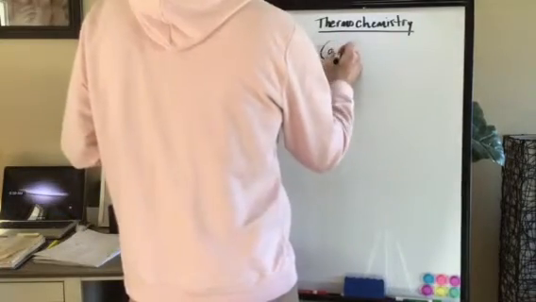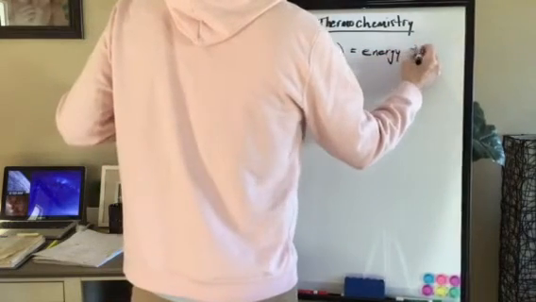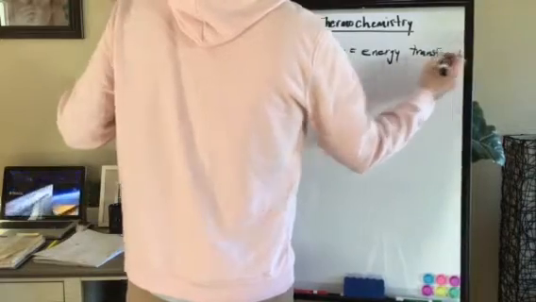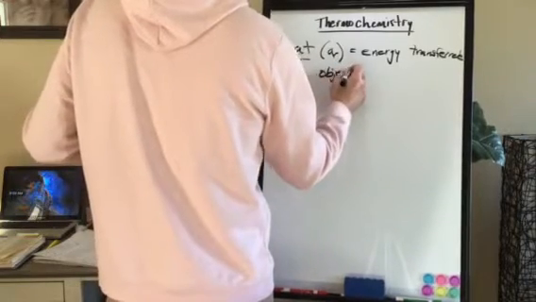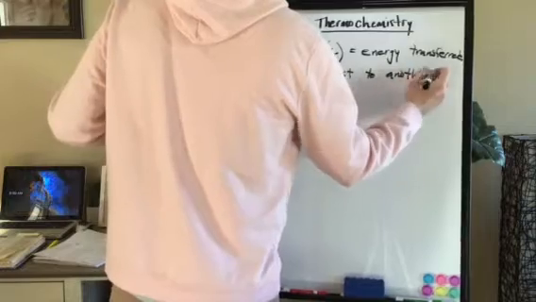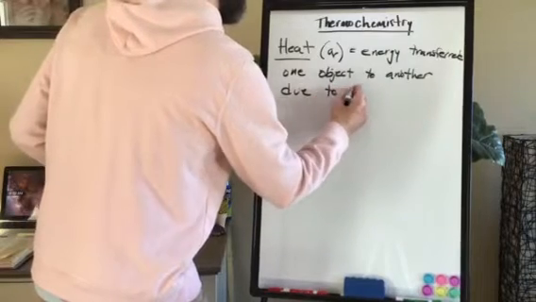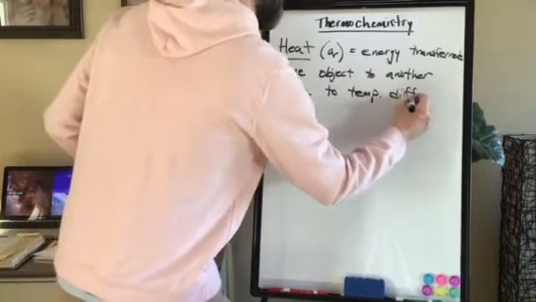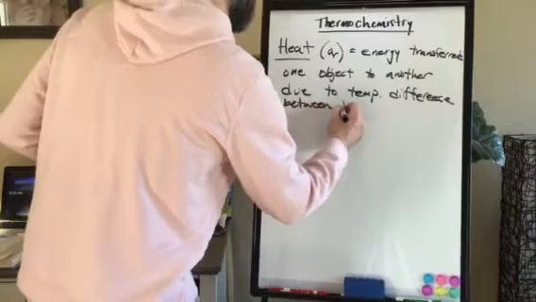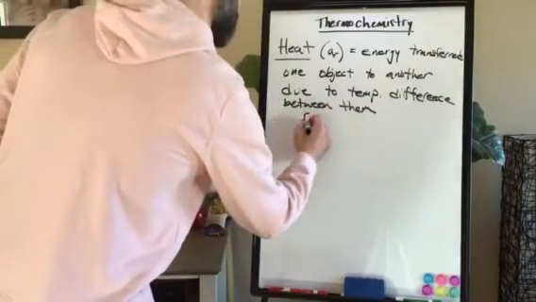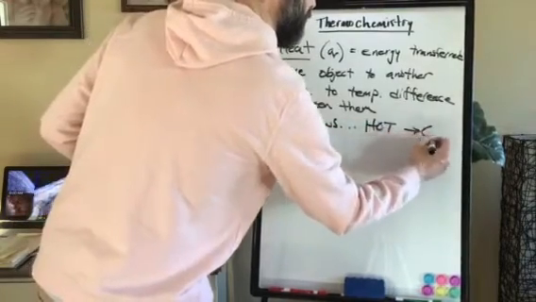So heat, again, we're going to represent as Q. That's the energy that gets transferred from one object to another, due to a temperature difference. Things will flow, again, from hot to cold or hot to not.